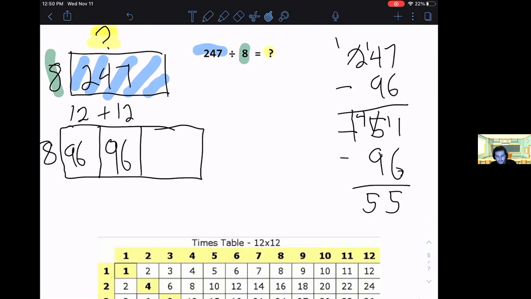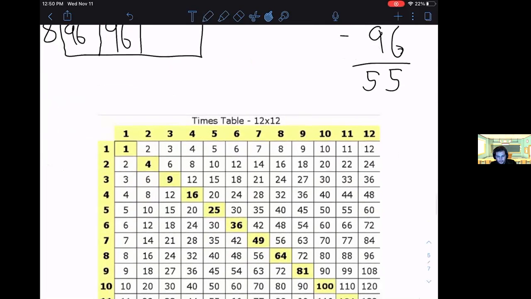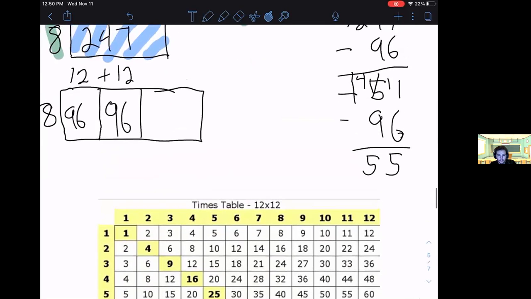Let's look at our math facts for 8. So we have 8, 16, 24, 32, 40, 48, 56. Well, hold on, 56 is too big. Can't do that. So we're going to do 48. 8 times 6 gives us 48. So put a plus sign and put the number 6 right over here. 48, this last rectangle is going to be there because we know there's going to be a remainder.